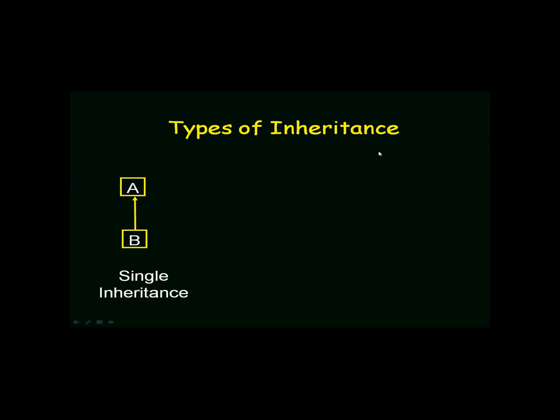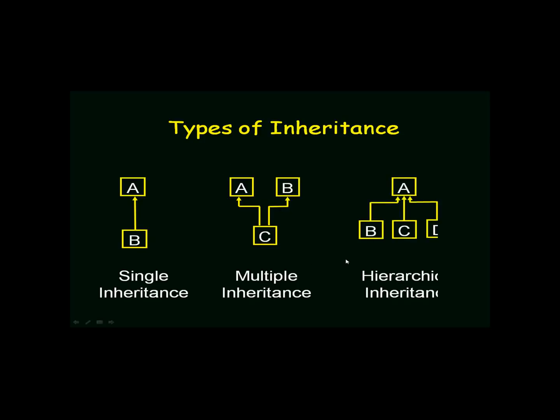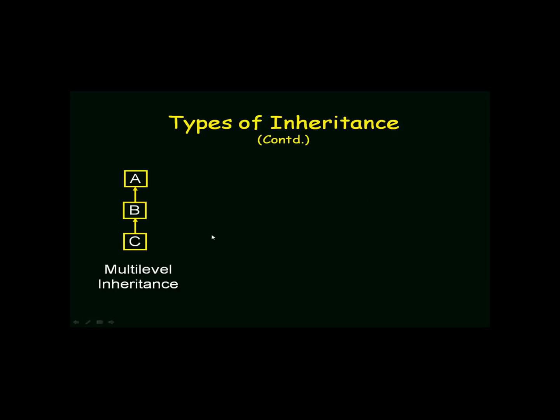Now let us look at different types of inheritance. First one is single inheritance, in which one class is derived from another class. This is known as single inheritance, one parent and one child. And multiple inheritance, that is, a class is derived from multiple parents. This is known as multiple inheritance. Next one is hierarchical inheritance. Multiple children are derived from a single parent. This is known as hierarchical inheritance.